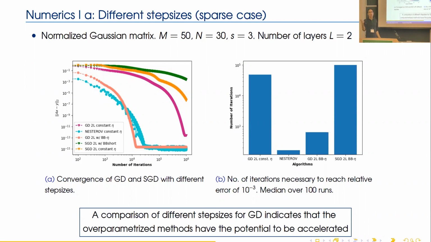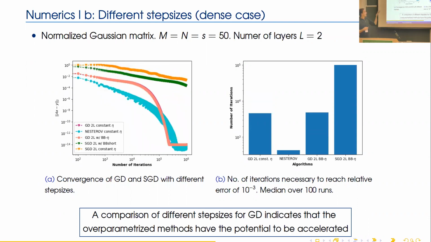We are measuring here the two norm of Ax minus y. And here, for example, is the median over 100 runs of the number of iterations we need in order to reach relative error 10 to the minus 3. And relative error is the two norm of x minus x naught, the ground truth. So here I'm measuring two different things. Here's the dense case, the non-sparse case, so m equal to n equal to s equal to 50. It works. It takes a bit longer, but still works. You just need to iterate more, and this is quite fast in terms of running time.